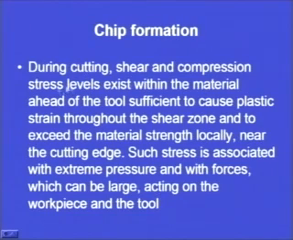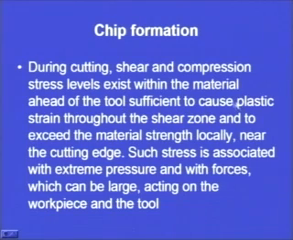During cutting, shear and compression stress levels exist within the material ahead of the tool sufficient to cause plastic strain throughout the shear zone and to exceed the material strength locally. So suppose the stresses are getting developed just ahead of the tool tip, but why is the material getting removed? The material is getting removed because of this particular point: sufficient to cause plastic strain throughout the shear zone and to exceed the material strength locally. So material also has its own strength. So locally in that particular zone, the plastic strain that is being caused will exceed the material strength locally near the cutting edge.